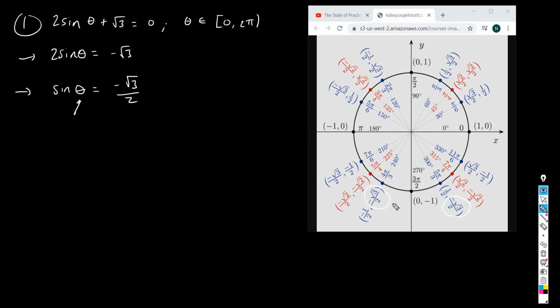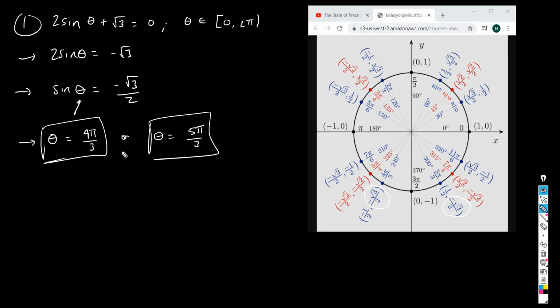Can you see? So for what angles does this correspond? For an angle of 4 pi over 3 radians and 5 pi over 3 radians. So my conclusion is that theta must be either 4 pi over 3 radians, or theta must be 5 pi over 3 radians. Now, these are my two solutions, guys.